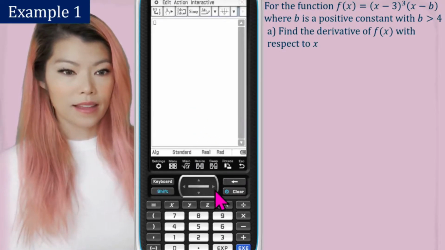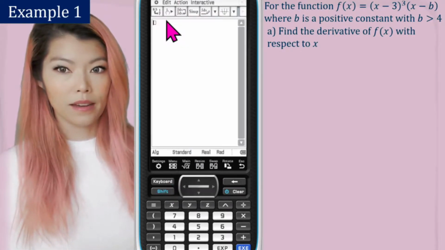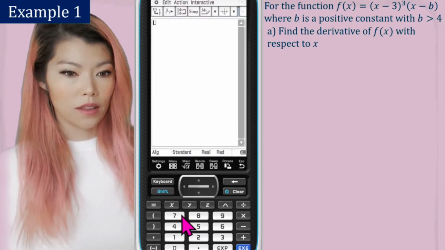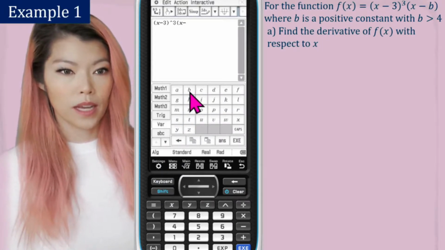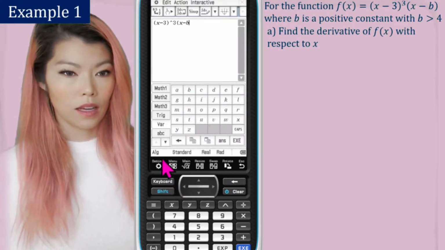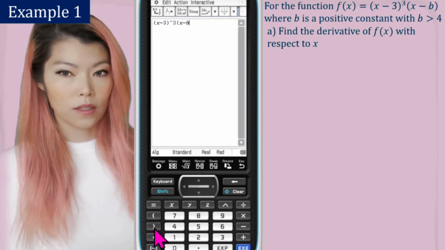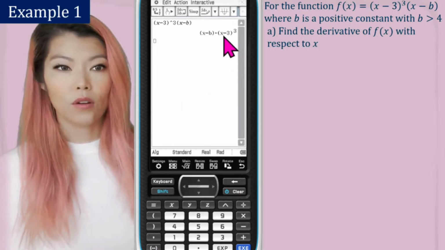So here we have the CAS and we are in main. We're going to write down the expression we're working with: (x minus 3) close bracket to the power of 3, and then times (x minus b). We go to keyboard, variable, to obtain our b. Get rid of the keyboard so we have more space to see, close bracket, enter. So now we have our original equation.